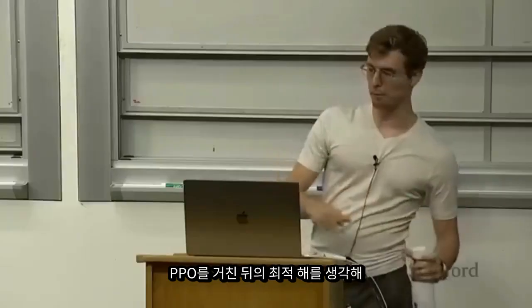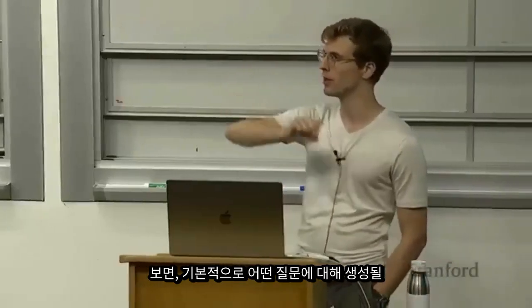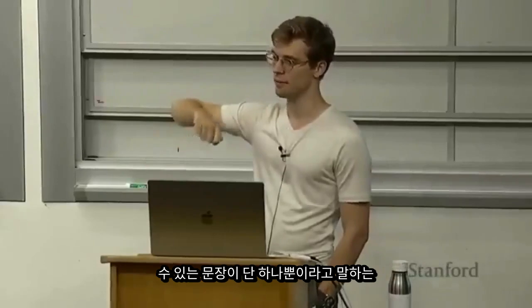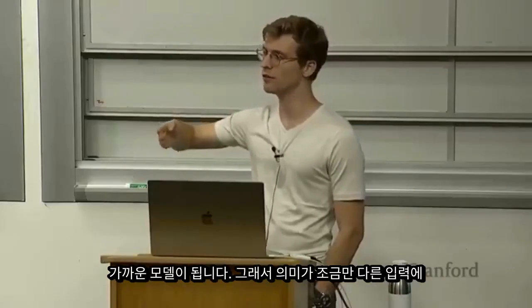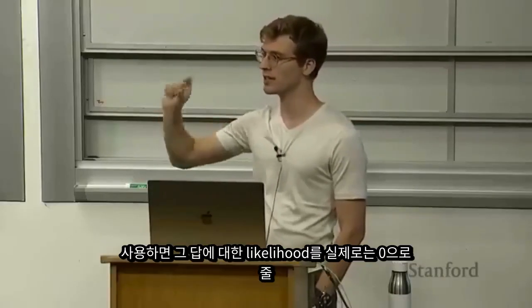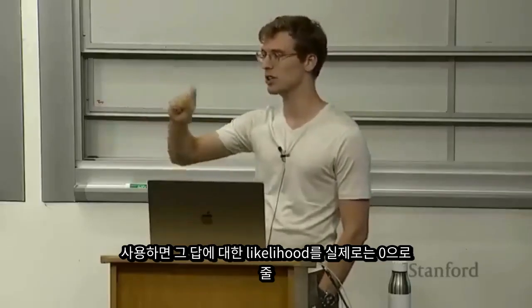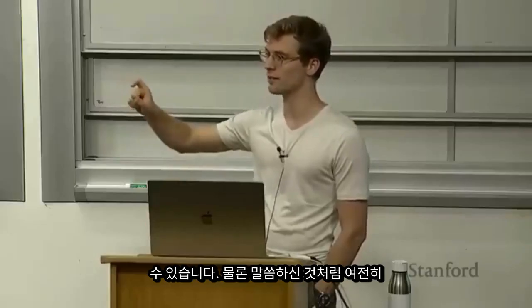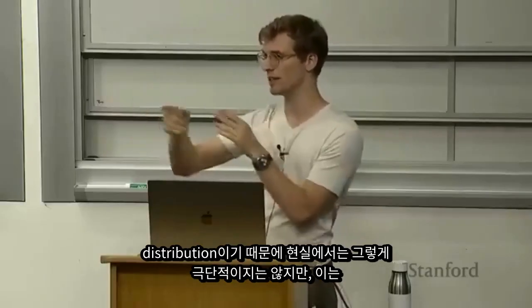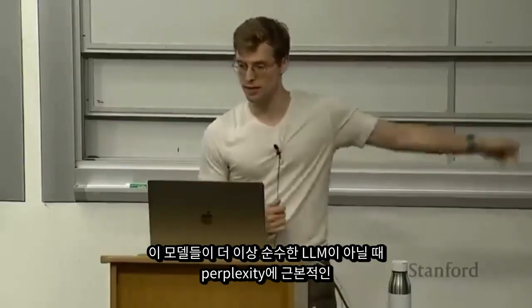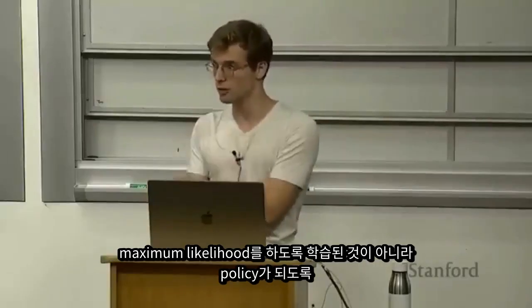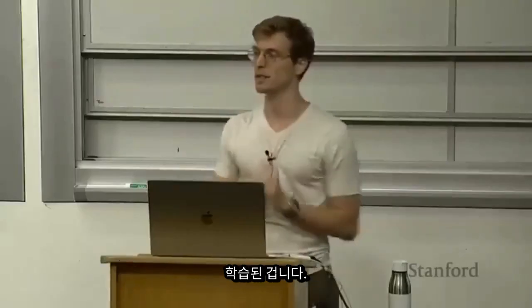So think about the optimal solution after doing PPO. It is basically one model that gives you essentially a delta, basically says that there's only one sentence that could be generated for that question. So now if you use it on something that is slightly semantically different, it would actually give a likelihood of 0 for that answer. So in reality, it's not that extreme, because as you say, it's still a distribution, but it just shows you that there's a fundamental issue with perplexity. Once these models are not LLMs anymore, they were not trained, at least with PPO, to do maximum likelihood anymore. They were trained to be policies.